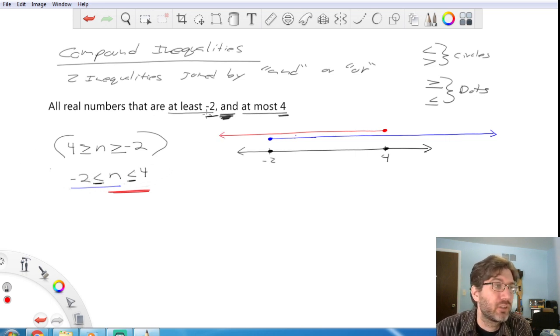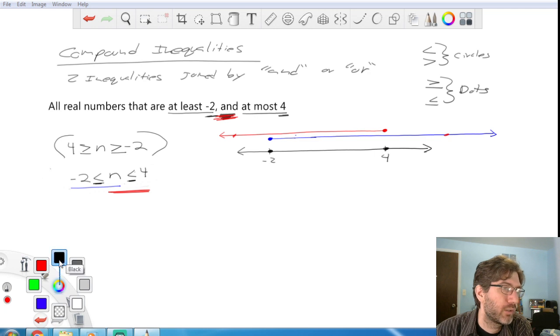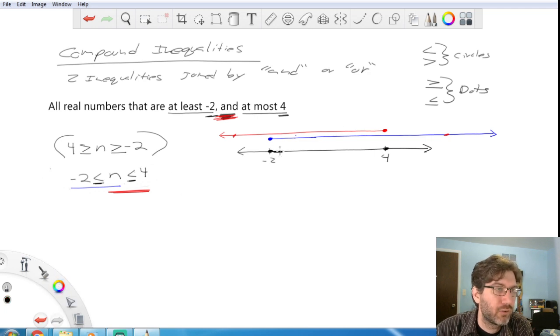Okay. And our answer is going to be the overlapping part because it's and. I want things that fit both these criteria. Well, this number out here does not fit the red criteria, and this number over here does not fit the blue criteria. So what I really want is everything in between these. So I'm going to shade between the 2 dots. This here is all the possible real numbers that are between these. So any number between -2 and 4 meet this criteria.